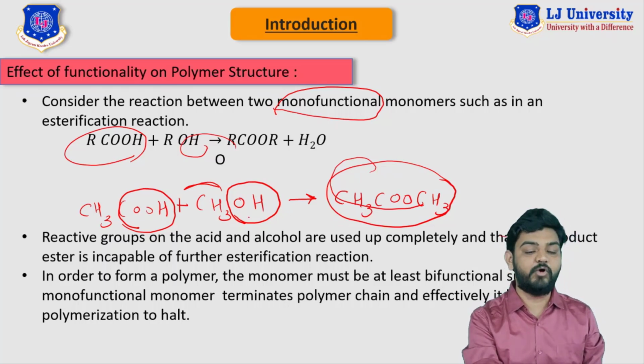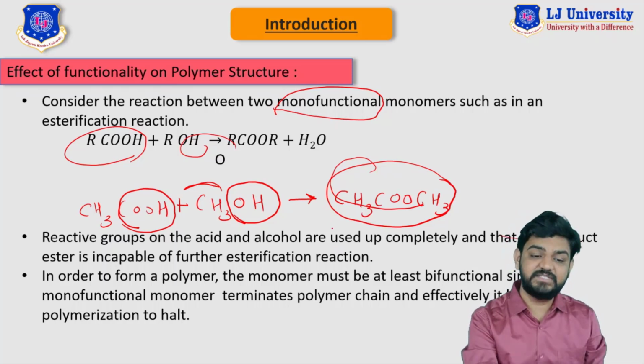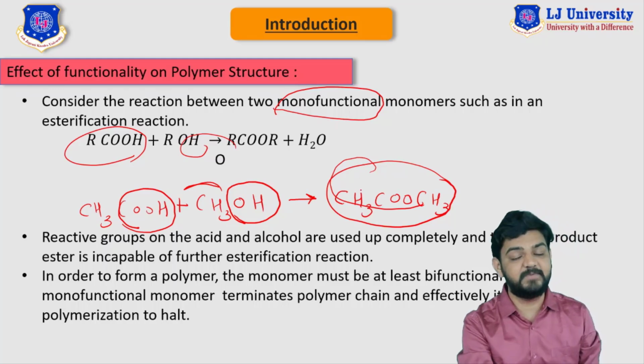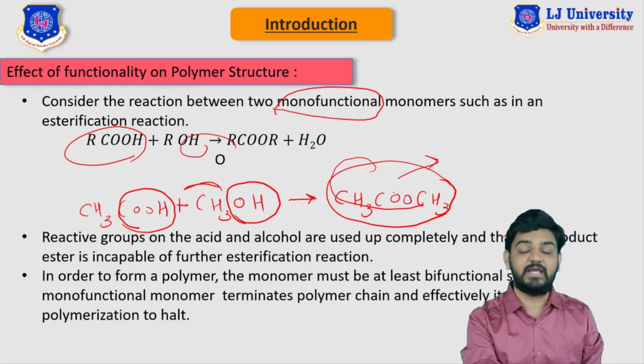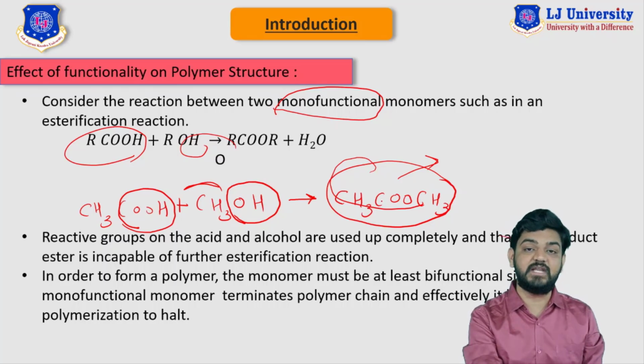In order to form polymer, the monomer must be at least bifunctional so that we can have a continuous chain of the polymer. Since a monofunctional monomer terminates the polymer chain, it effectively brings the polymerization reaction to a halt. So we can see in this reaction that the polymerization is stopped after this particular ester product. Now this ester cannot further undergo the polymerization reaction. So this was all about the effect of functionality on the polymer.